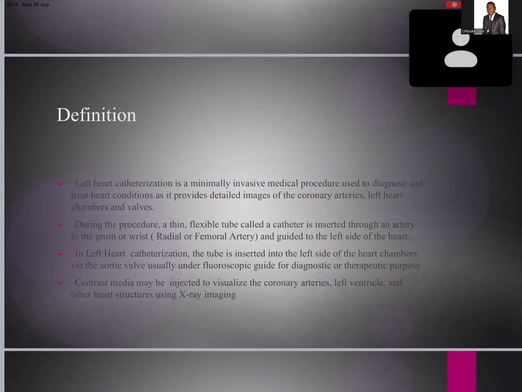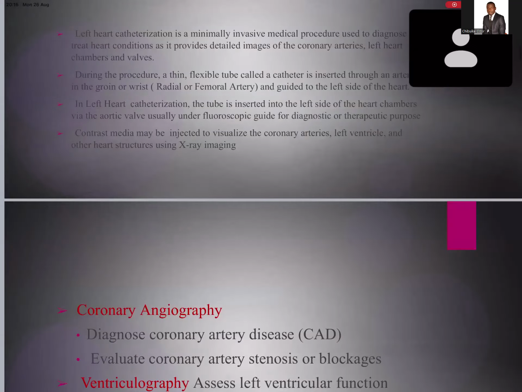In the left heart catheterization, the tube is usually inserted via the left radial approach into the heart chambers via the aortic valve, usually under fluoroscopic guidance for diagnostic or therapeutic purpose. And contrast media may be injected to visualize the coronary arteries, left ventricle, and other structures using X-ray imaging. You can just do a direct cardiac catheterization without injection of contrast dye.